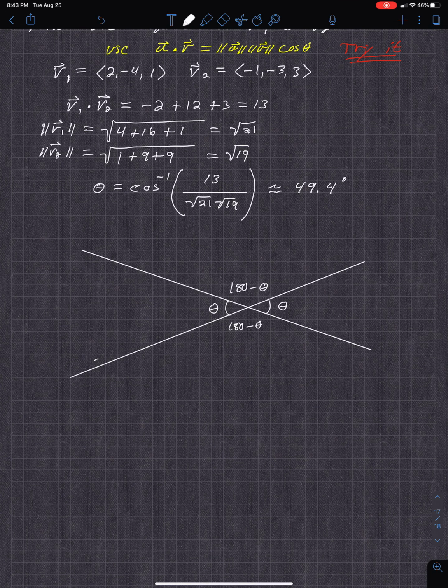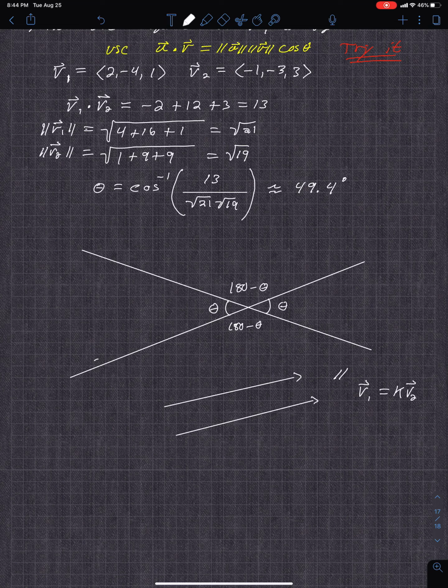What else do we have? So parallel lines. If you have two parallel lines, those aren't quite parallel, are they? So parallel lines, V1 is going to be a scalar times the other one. That's what we mean by parallel.